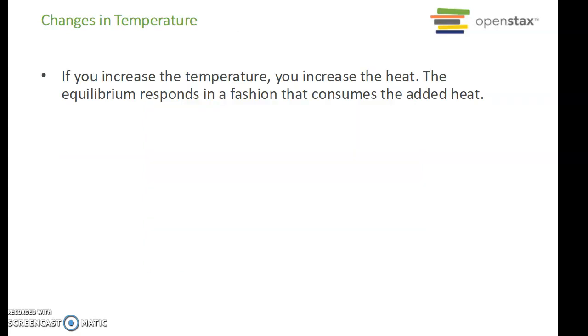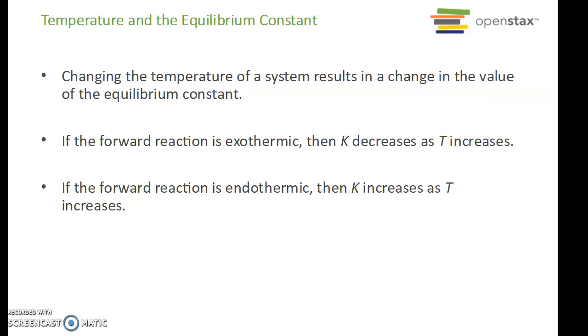So another way you can shift that equilibrium is by increasing the temperature. If you increase the temperature, you increase the heat. The equilibrium responds in a fashion that consumes that added heat. So changing the temperature of a system results in a change in the value of the equilibrium constant. If the forward reaction is exothermic, K decreases as T increases. If the forward reaction is endothermic, in other words, takes on energy, then K increases as T increases.